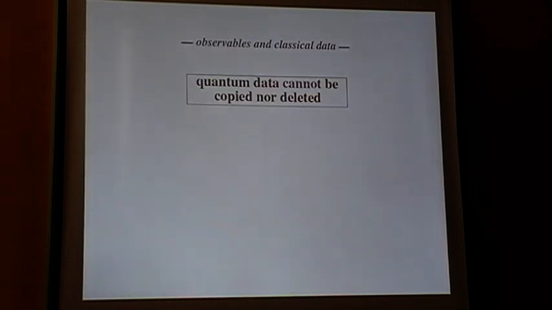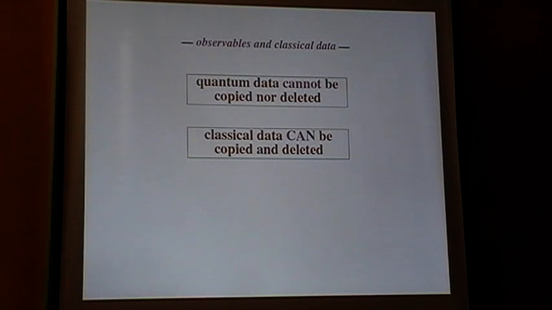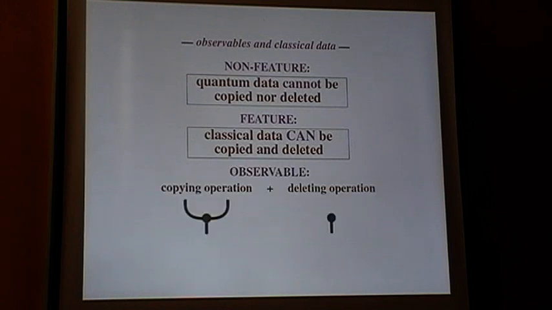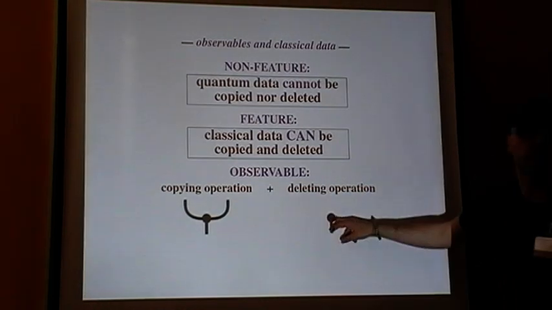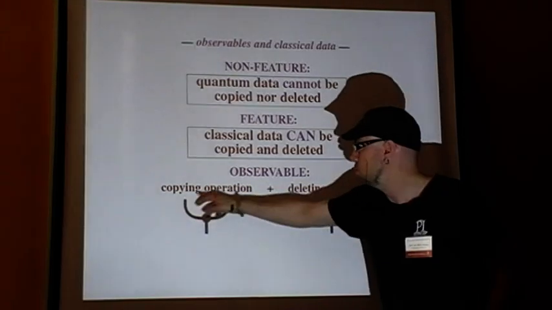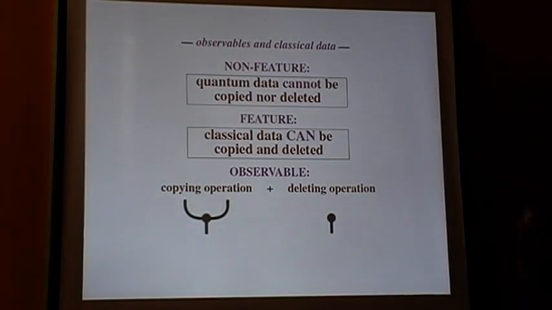And the conceptual idea behind it is that quantum data cannot be copied nor deleted. Classical data can be copied and deleted. And we're going to treat the can be copied and deleted as a feature, which is very much in the spirit of linear logic, of what we heard this afternoon in the first talk. So an observable is basically represented by a copying operation and a deleting operation. Copying: one input, two outputs. Deleting: one input, no output. So how do we axiomatize these things?